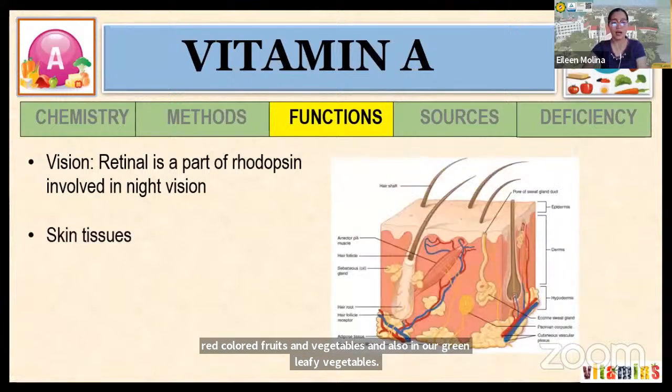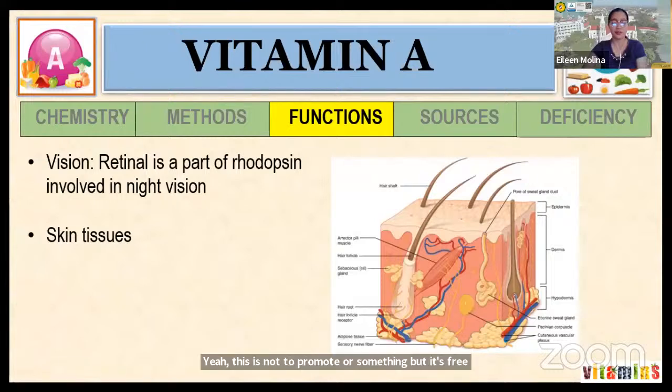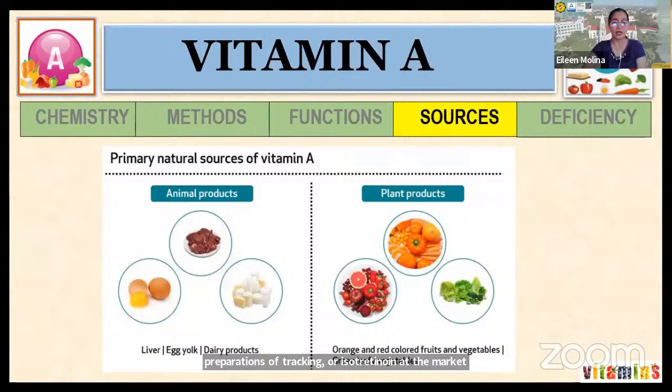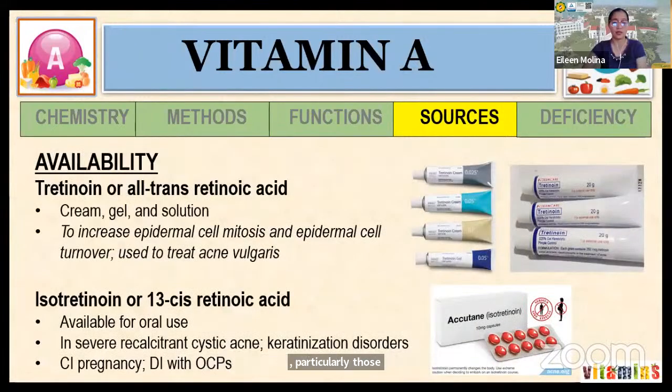This is not to promote anything, it's just for the information of everyone: the available preparations of tretinoin or isotretinoin in the market, particularly those that are applied topically. They are available as cream, gel, and solution, to increase epidermal cell mitosis and epidermal cell turnover. As we said a while back, tretinoin is used to treat acne vulgaris.